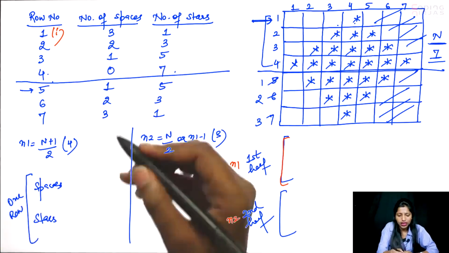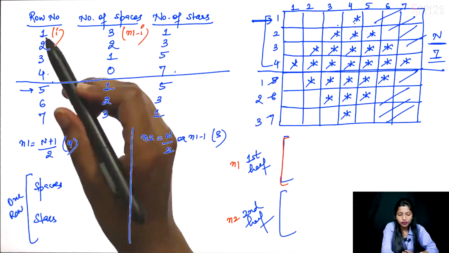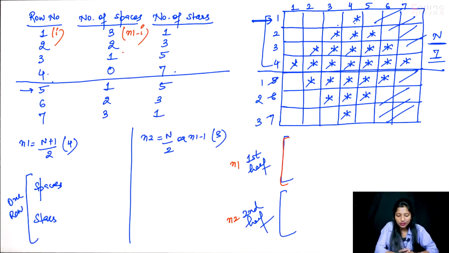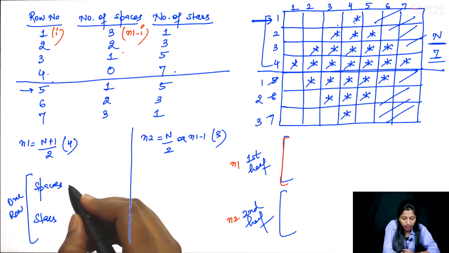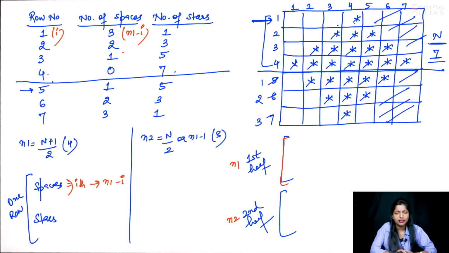n1 is 4. I guess it should be n1 minus i. Let's figure out. So n1 is 4, 4 minus 1 is 3, 4 minus 2 is 2, 4 minus 3 is 1, 4 minus 4 is 0. That means this is perfectly fine. So for the ith row, there should be n1 minus i spaces. I guess we can do that. We have done this before also, right?